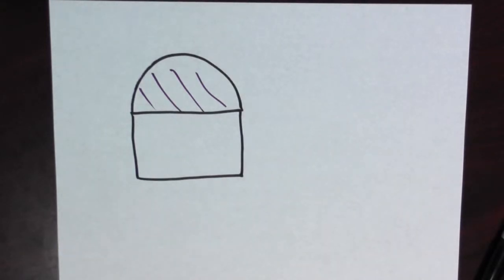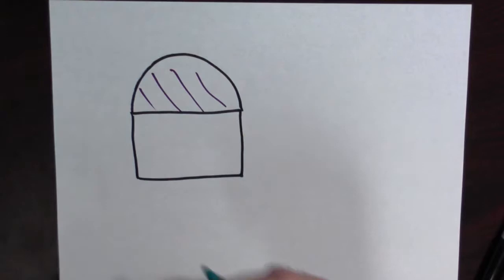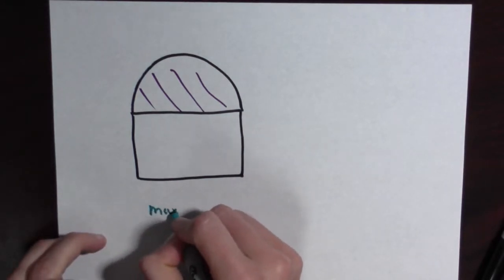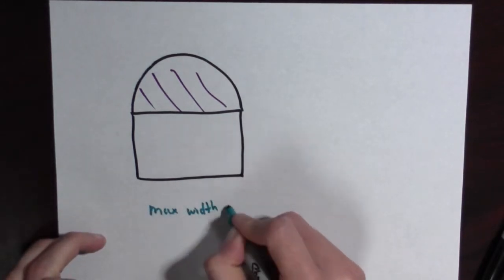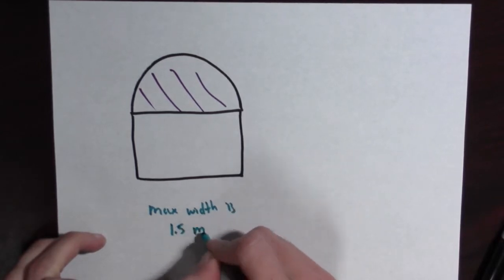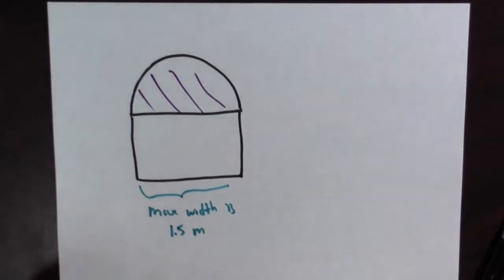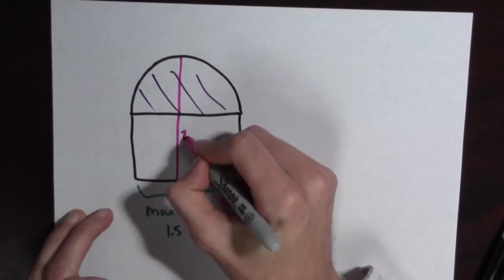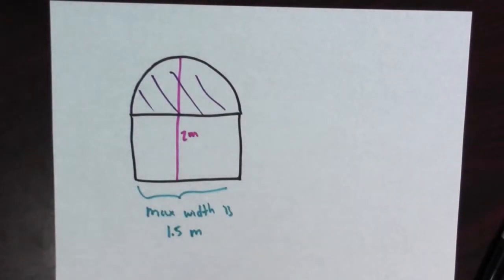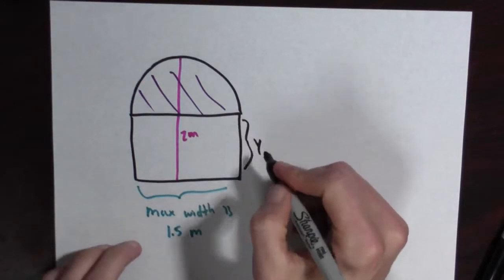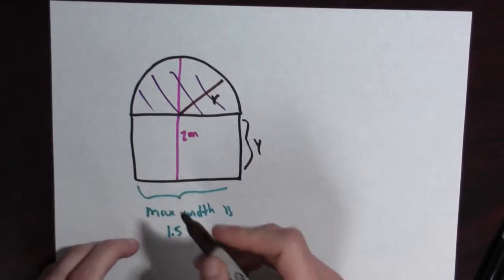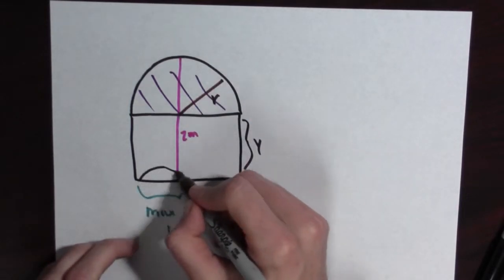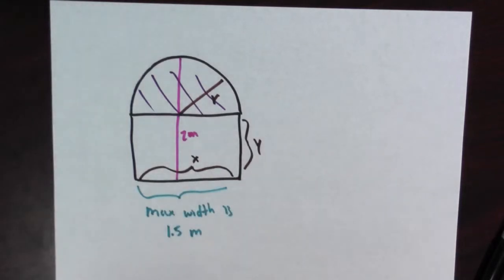And we know some more facts about this. We know that the maximum width is 1.5 meters. There we go, that's the maximum width. And we know the height is always equal to 2 meters. It might be helpful also to label some more things. So let's call this Y. We'll call this R. And we'll call this distance X.